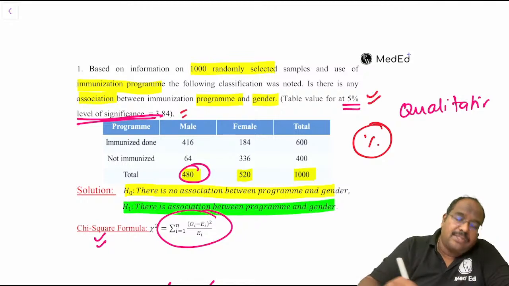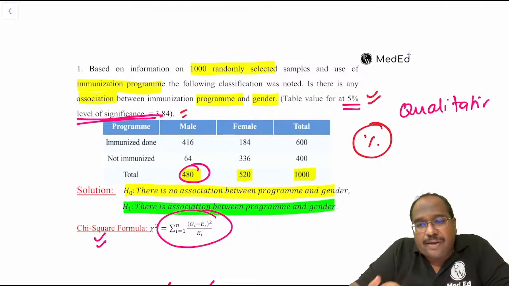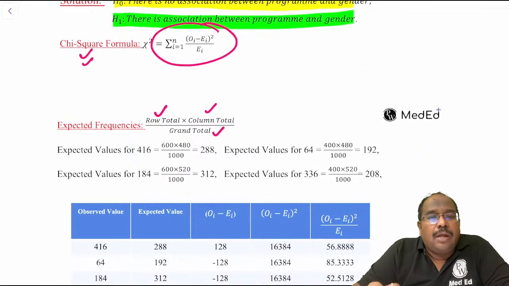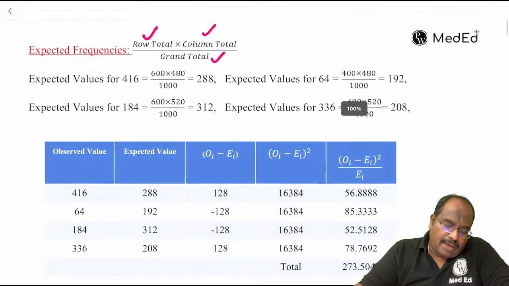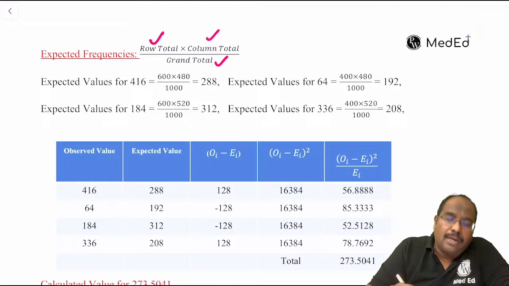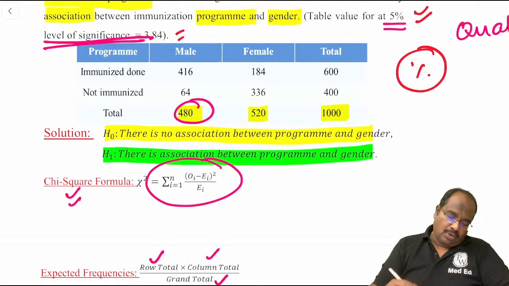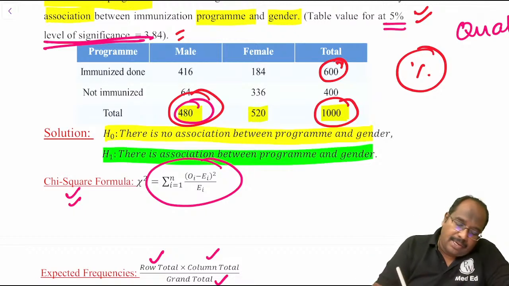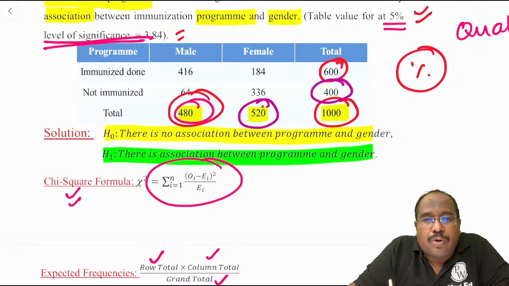This is the level of significance that corresponds to the chi-square table value. So you use this chi-square formula: observed value minus expected, divided by expected. The expected frequency is row total multiplied by column total divided by grand total. Similarly for the other one, this is the column total, and this is the row total.